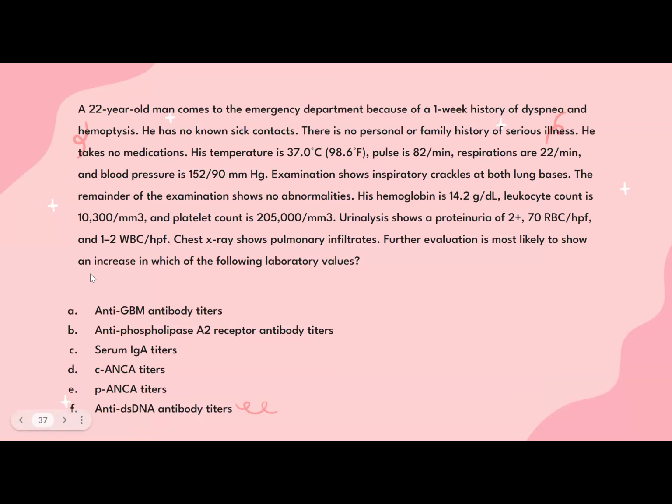All right, we're almost done. So a 22-year-old man comes to the emergency department because of a 1-week history of dyspnea and hemoptysis. He has no known sick contacts. There is no personal or family history of a serious illness. He takes no medications. His temperature is normal, pulse is okay, respirations are okay, blood pressure is very high.